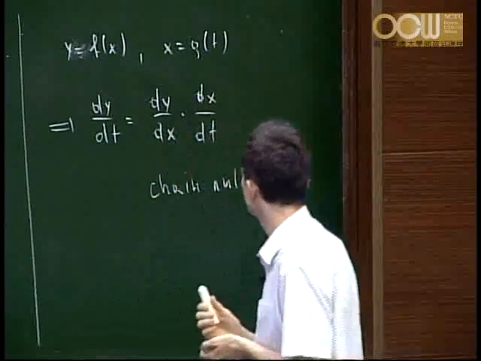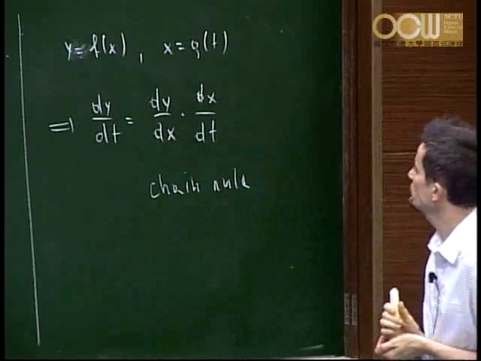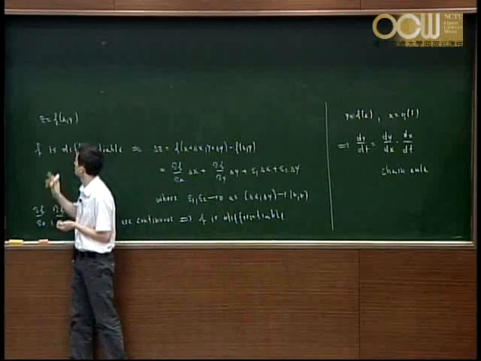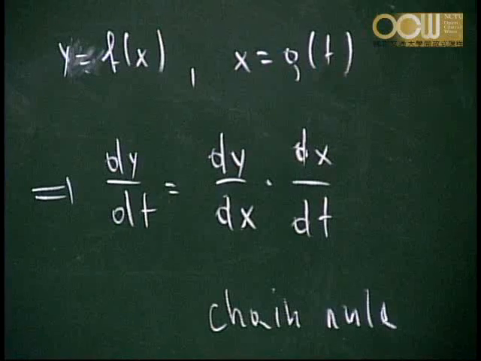So this is the so-called chain rule. Now, what we want to do is find a similar rule or a similar law for functions of two variables.